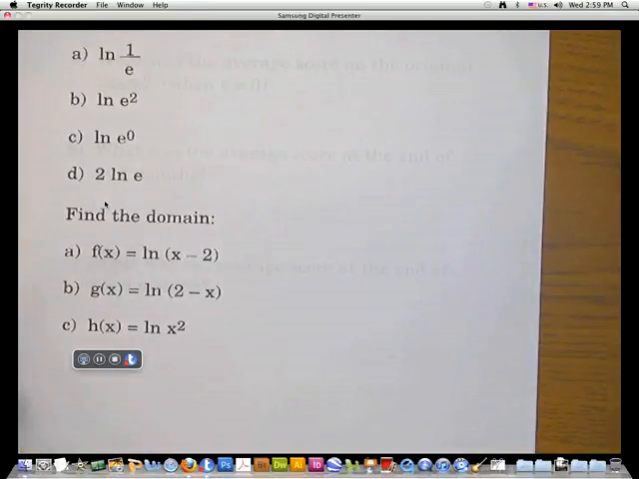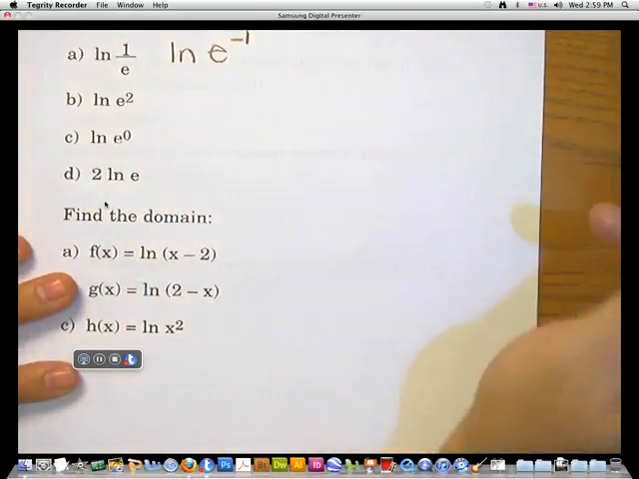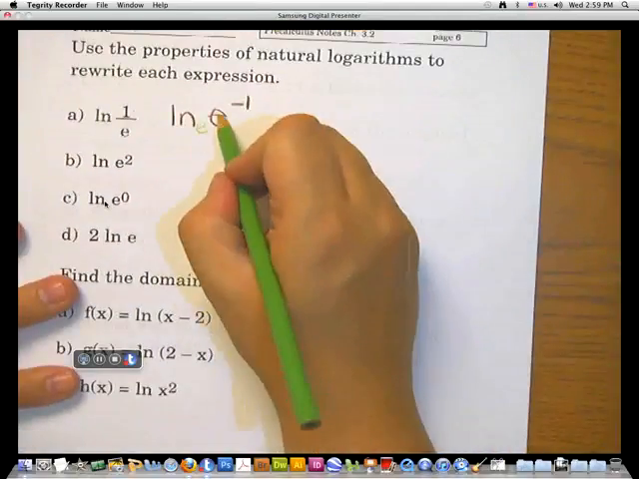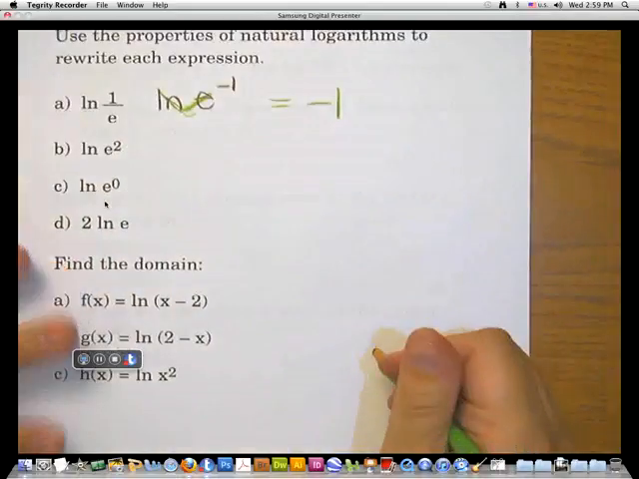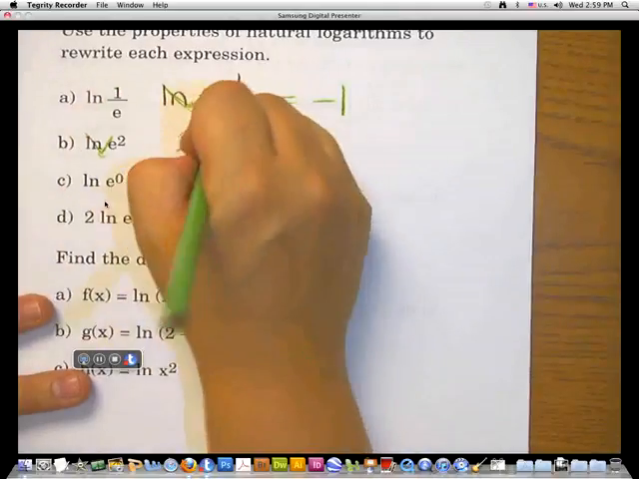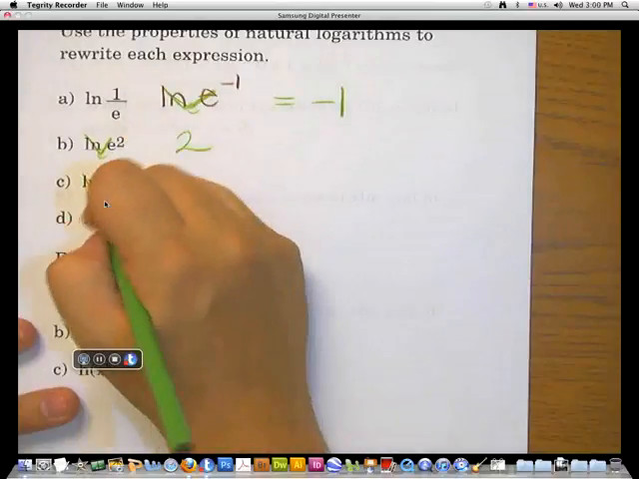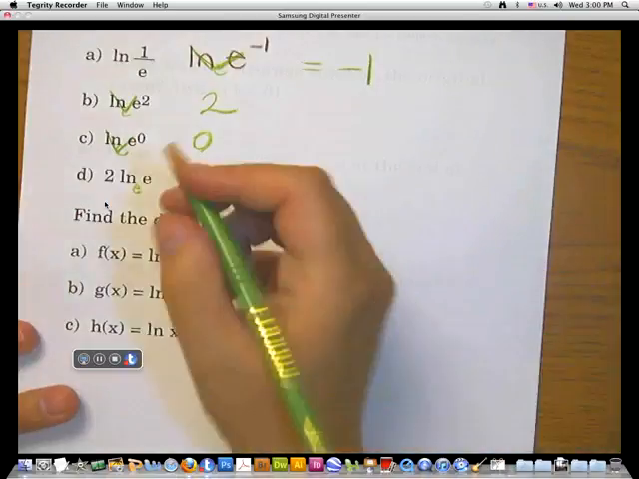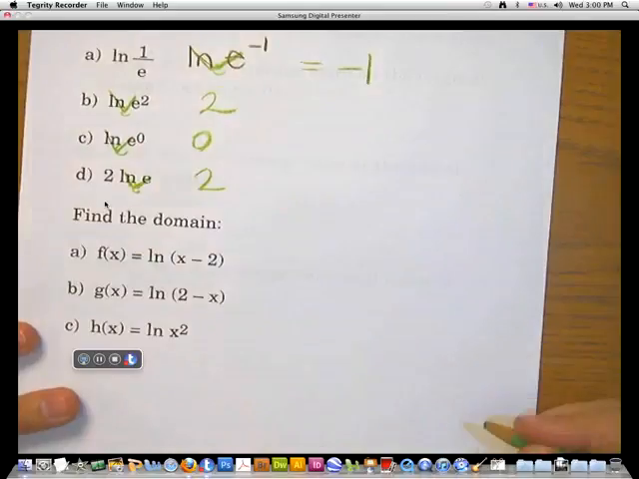So we're going to use the properties here. The natural log of 1 over e is the same as e to the negative 1. Again, we don't write our base of e, but when the base and the number are the same, it goes away, leaving negative 1. Again, the base is e, goes away for 2. The base e cancels for 0. The base of e goes away for 2.